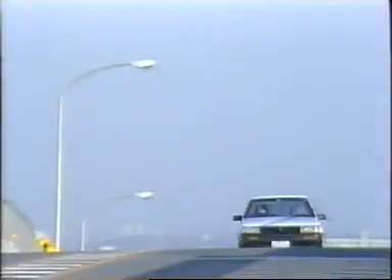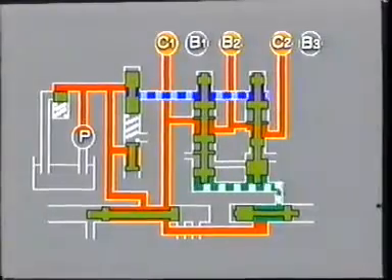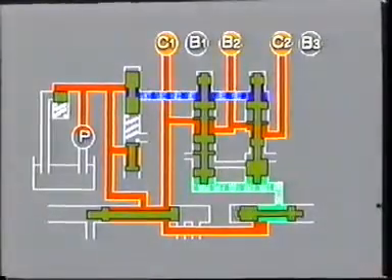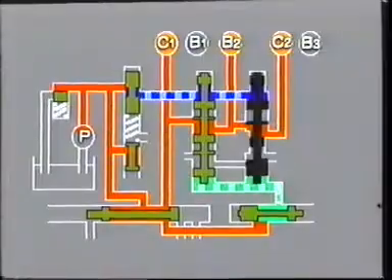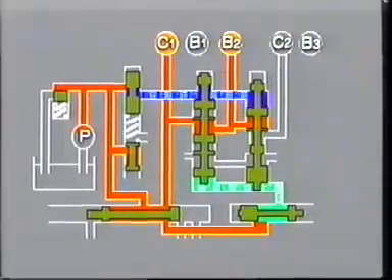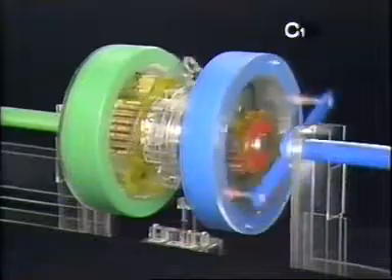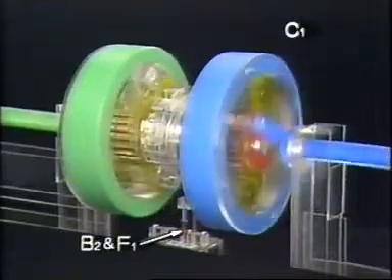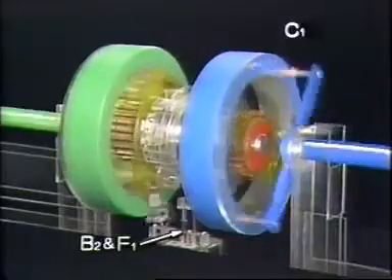When the car begins climbing a hill in third gear and its speed decreases, the governor pressure decreases also, and the 2-3 shift valve moves down. The fluid passage to clutch C2 is blocked as a result, disengaging the sun gear and the input shaft, so the transmission downshifts into second gear.